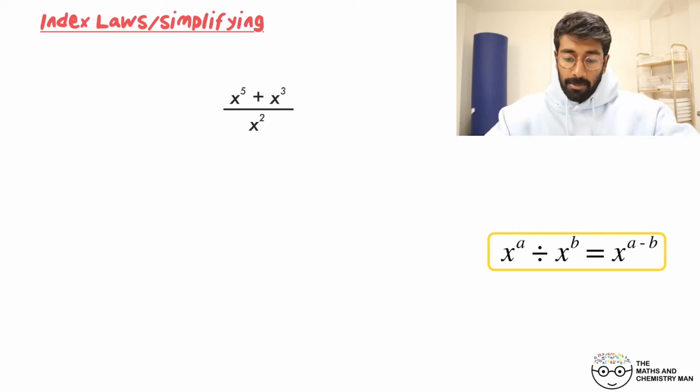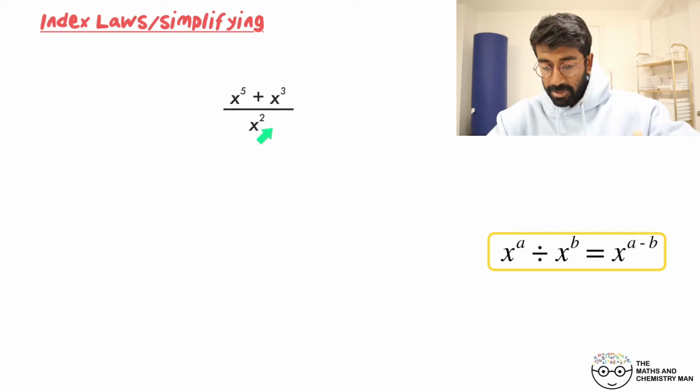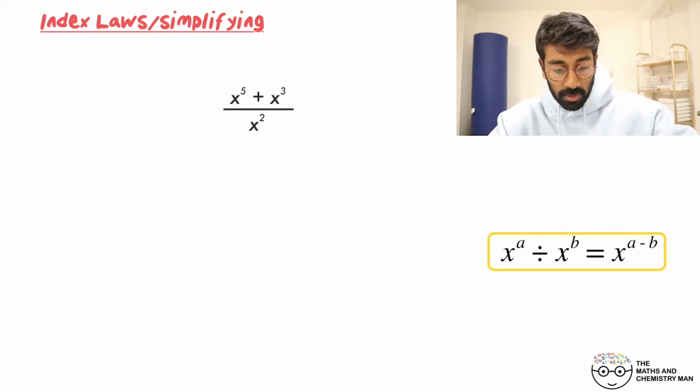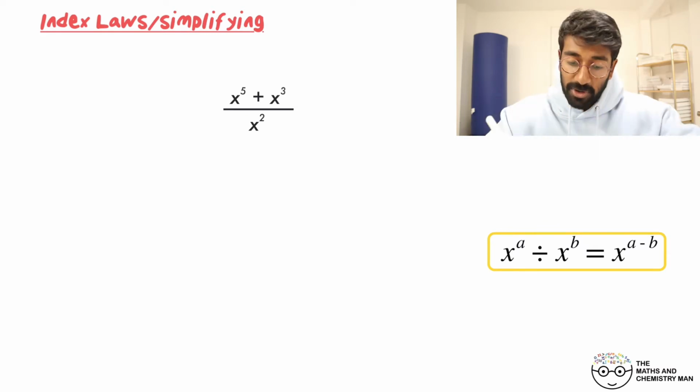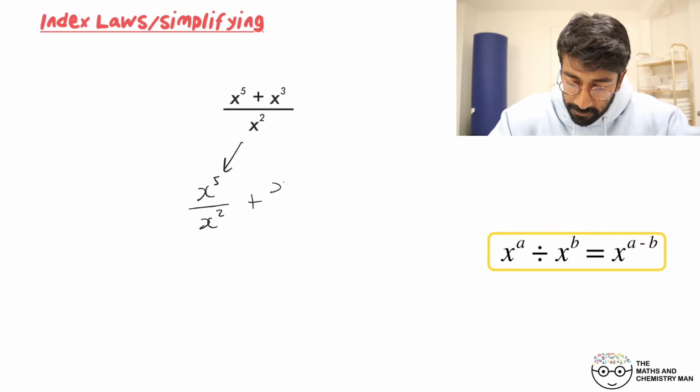Well, both of the terms in our numerator, the two terms there, x to the 5 and x to the 3, are both being divided by x squared. So what we want to do is break it up into two fractions like this. So we've got x to the 5 over x squared plus x to the 3 over x squared.